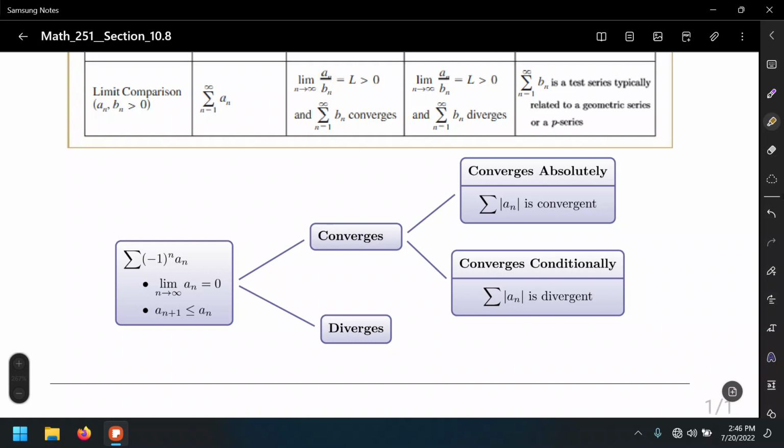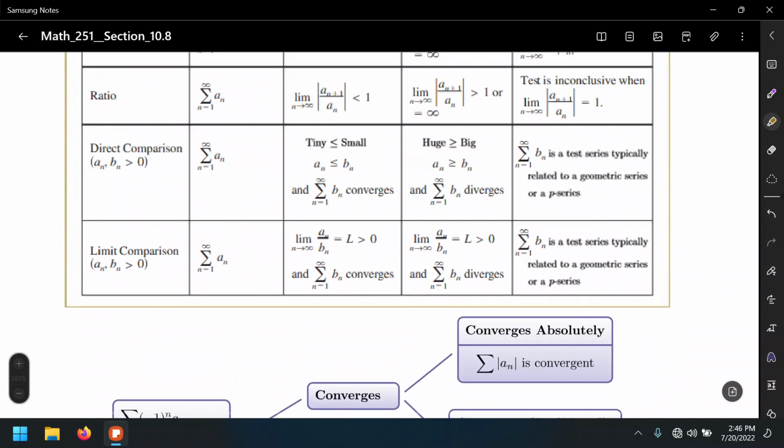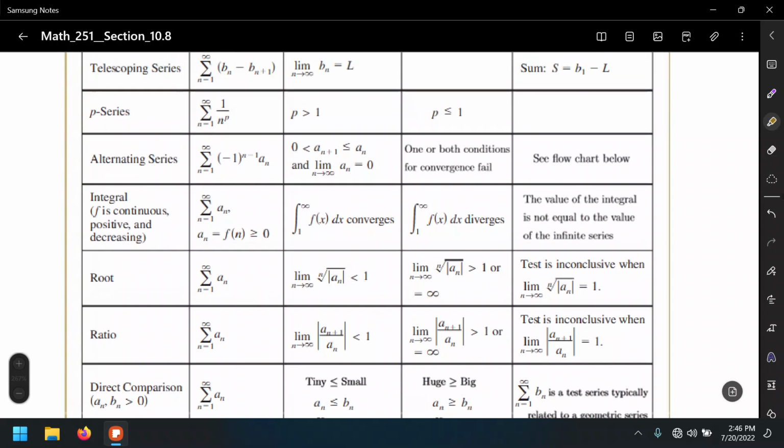And again, if one of these two conditions fails, well, it just diverges and we're done. Typically, do the limit first. If the limit is 0, then do the non-increasing. If the limit is not equal to 0, it diverges, because, and here is the connection with the other test, if you get a limit that is not equal to 0, isn't that really the nth-term test for divergence? So that's the connection between the two tests right here. Okay, so that's the alternating series test.